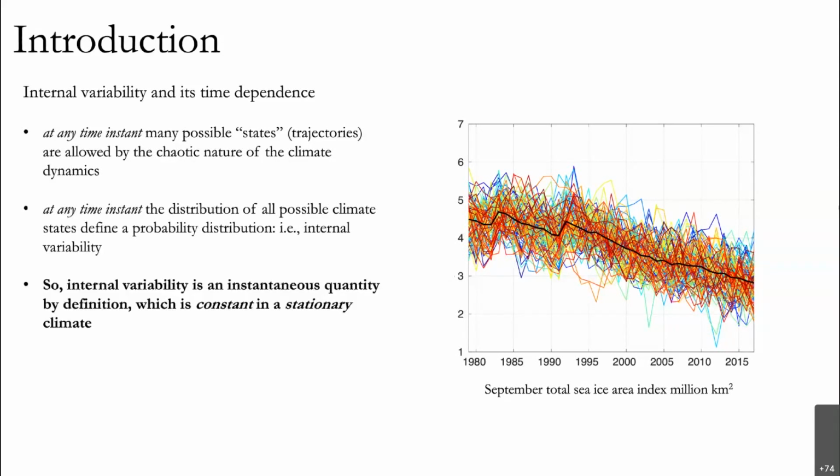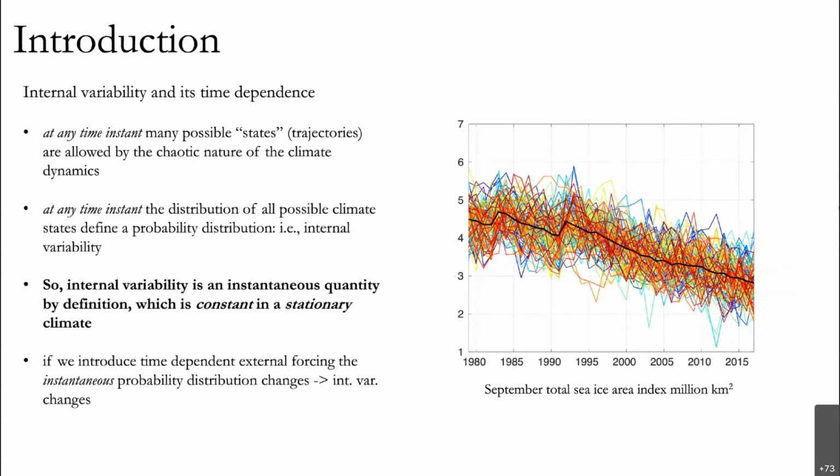Note that internal variability, in this sense, is an instantaneous quantity, that is, it can be subject to change with time. Internal variability is only constant without external forcing. If we introduce, for example, anthropogenic forcing, the distribution of the climate states allowed by chaos will change, and it will change its shape as well. This introduces another kind of uncertainty affecting future climate projections, and all this is a consequence of general properties of chaotic systems.